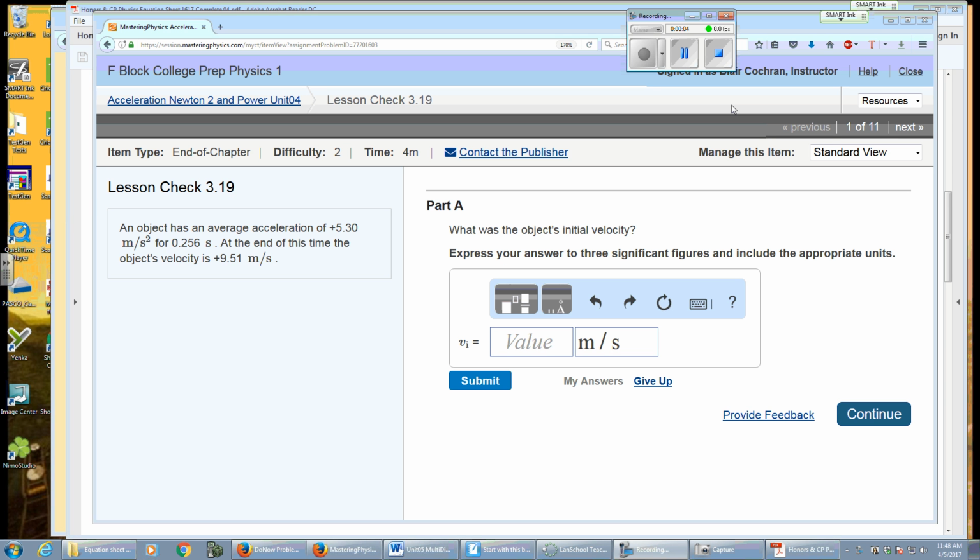Alright, so now we're ready. An object has an average acceleration of positive 5.30 meters per second every second for 0.0256 seconds. At this time, the object's velocity is this. What was the object's initial velocity?